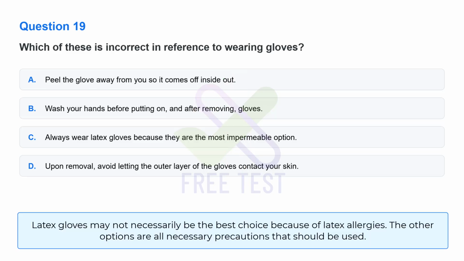The correct answer is C. Always wear latex gloves because they are the most impermeable option. Latex gloves may not necessarily be the best choice because of latex allergies. The other options are all necessary precautions that should be used.